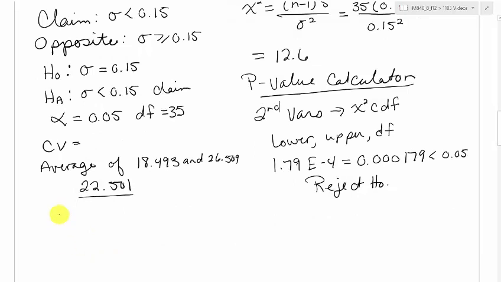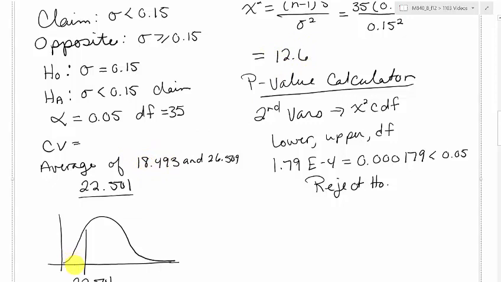So now draw your graph. Remember, this is not symmetric. It goes from 0 up to positive infinity. Our critical value is 22.501. You could even use the lower one if you wanted to, because our test statistic is even smaller than that. So this is our critical value. Our test statistic chi-squared is 12.6, and since our test statistic is in the tail, we are going to reject the null.